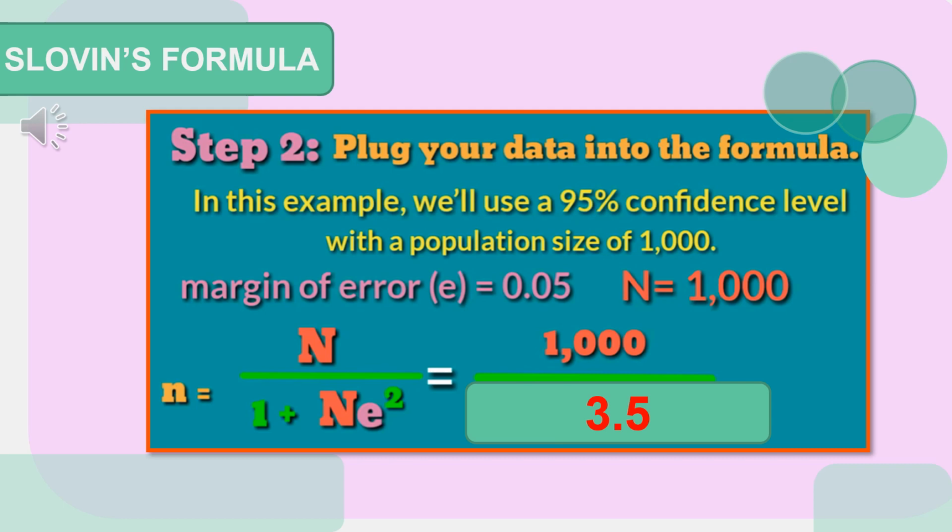Now, 1,000 divided by 3.5 is equal to, okay, you have to use one decimal place only. So the answer is 285.7.